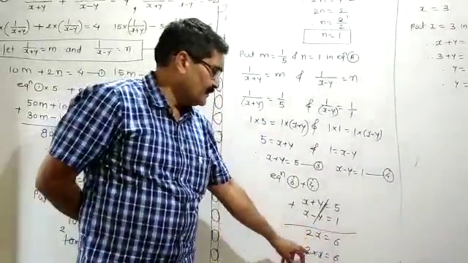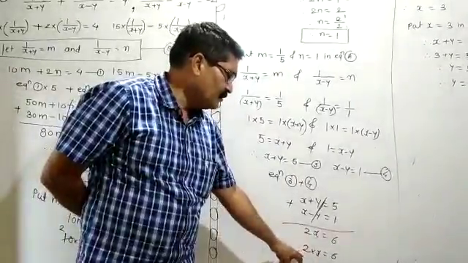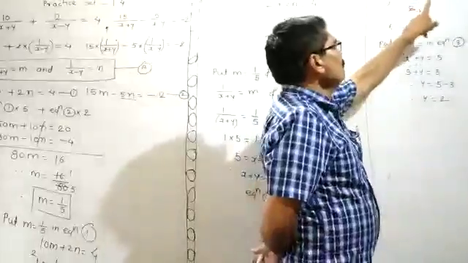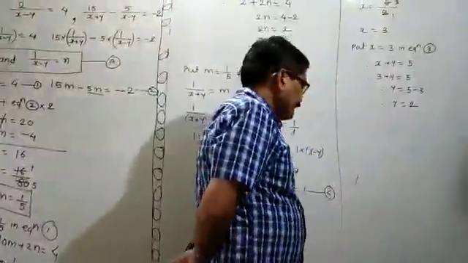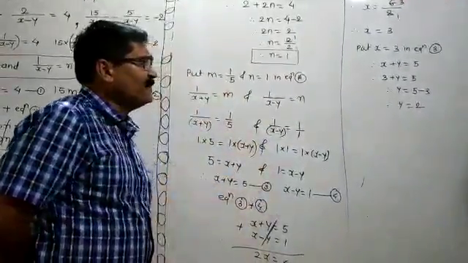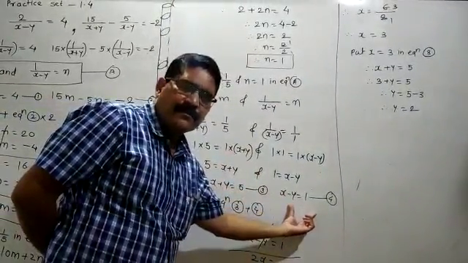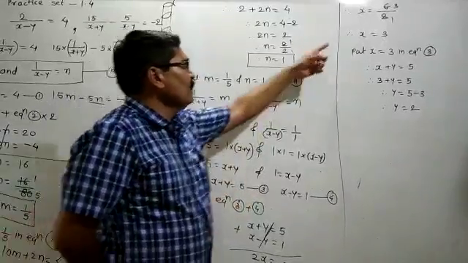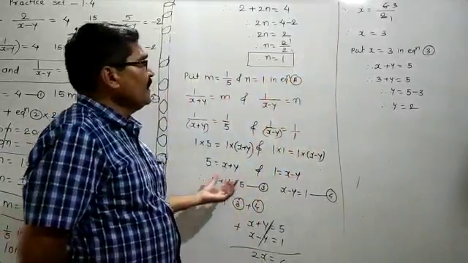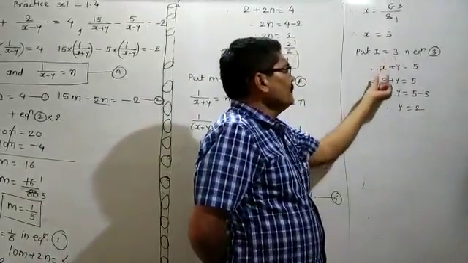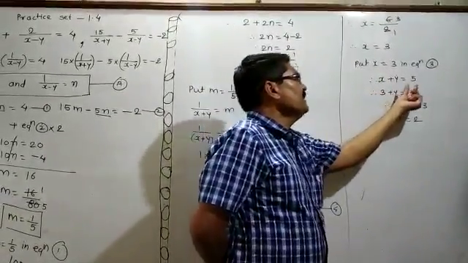In between 2 and x there is a multiplication sign, you have to transpose this 2 to that side. x is equal to 6 divided by 2. 2 1s are 2, 2 3s are 6. x is equal to 3. Once you get the value of x, you have to put that value in equation 3, otherwise equation 4. If I put this x is equal to 3 in equation 3, at that time equation 3 is x plus y is equal to 5. You have to put this value of x as 3. 3 plus y is equal to 5.